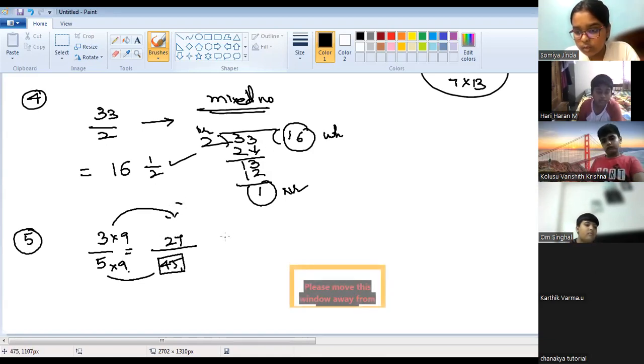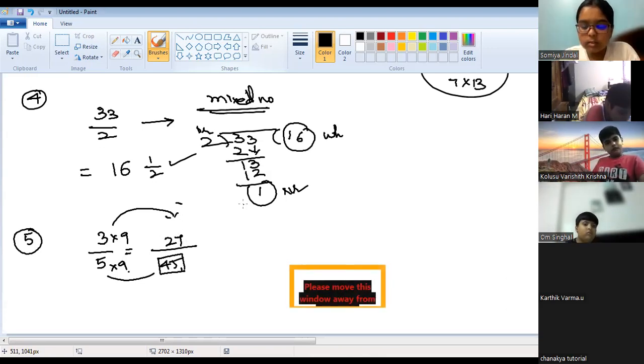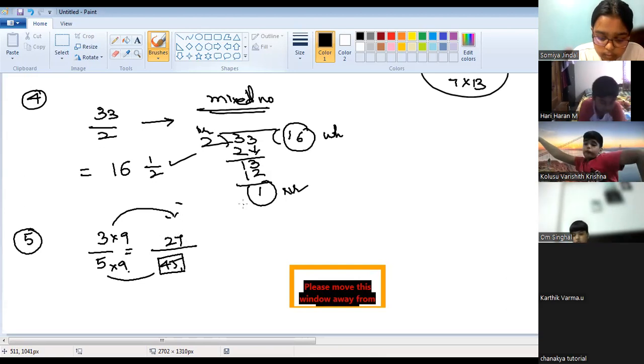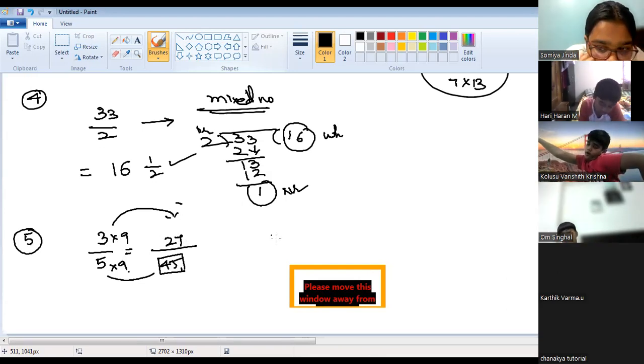Why are we using these things? Because yesterday we did addition of unlike fractions. We are doing the same thing there. We are writing equivalent fractions. We are making them like fractions. That basic part is very important.